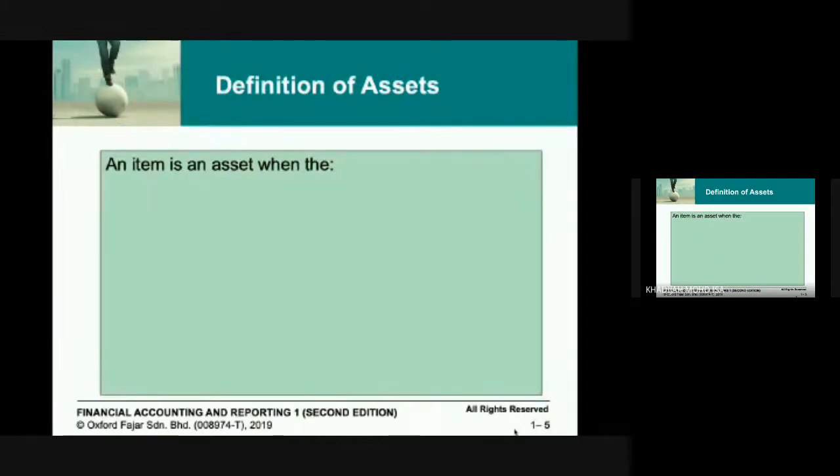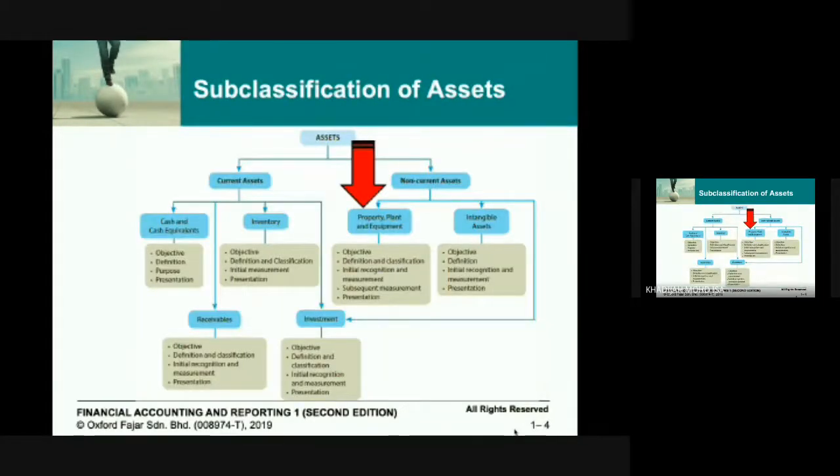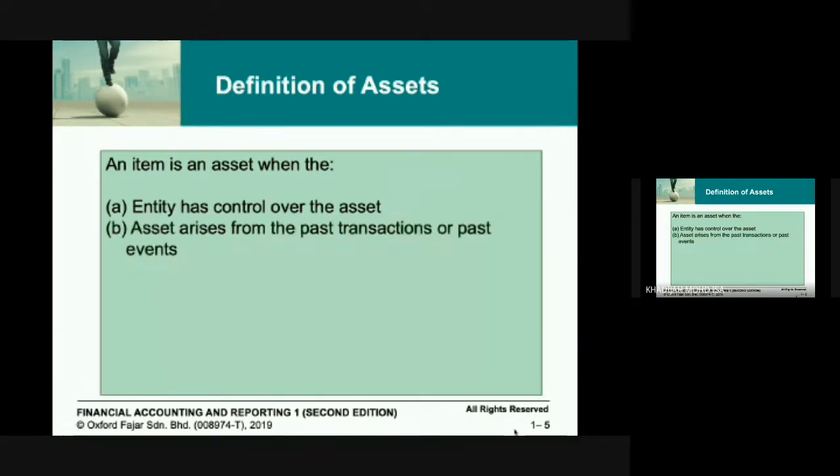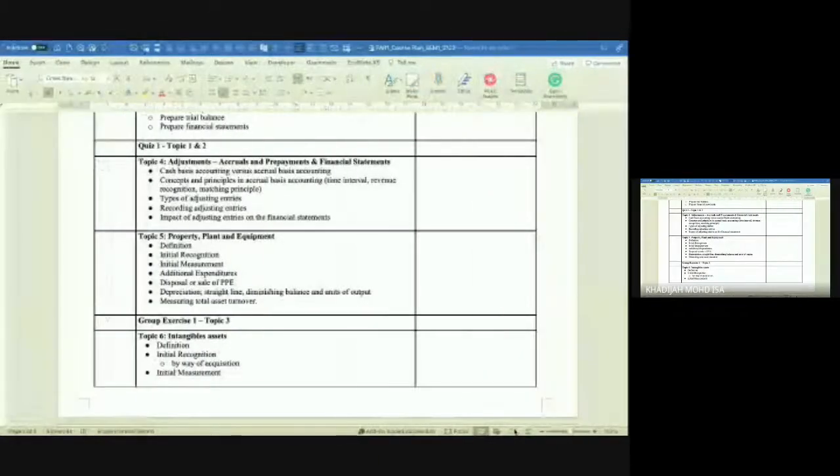All right, this topic is actually looking at the PPE. An item is an asset when the entity has control over the asset. When you want to decide whether an item is an asset to the company, you must make sure that the entity or the company has control over the asset. Normally, if you have control over the asset, then it can be your asset. Asset arises from a past transaction or past events. So normally there is a purchase of the asset. You know what I mean?